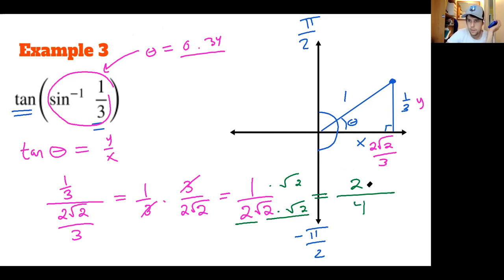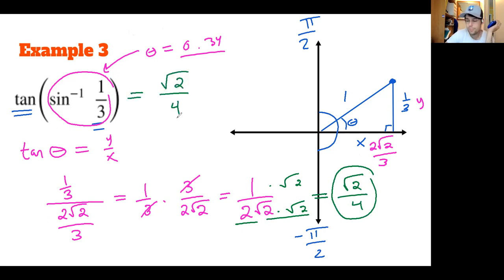I'm going to rewrite that out. Square root of 2/4. So this is our tangent value of this angle. So that's what this is equal to, square root of 2/4. Again, it's kind of a weird problem. We're not actually finding out this angle at any point.